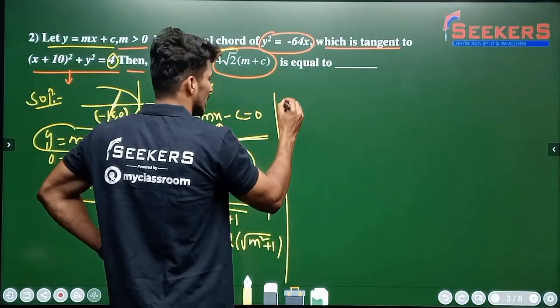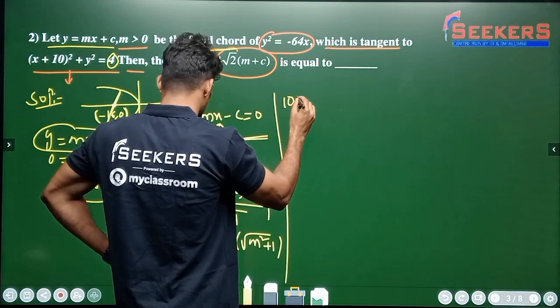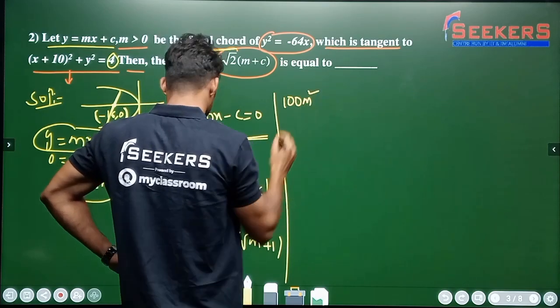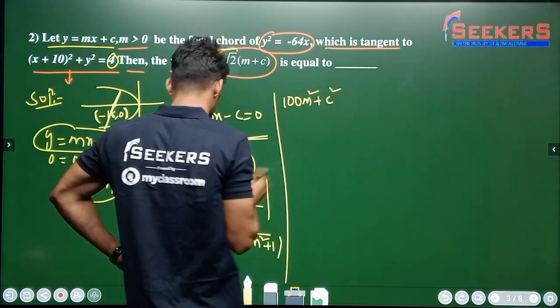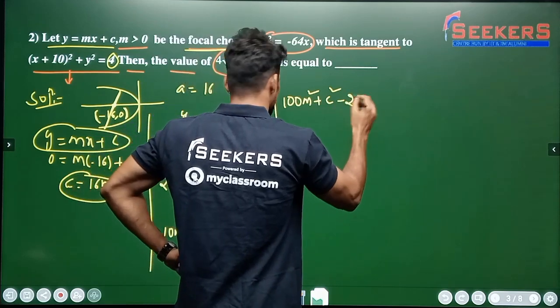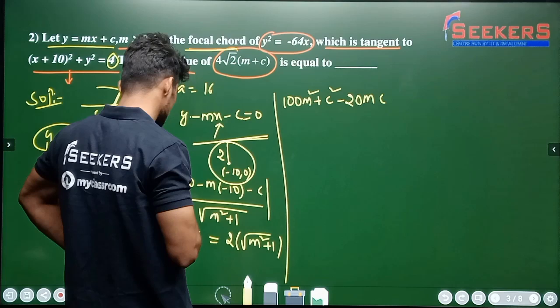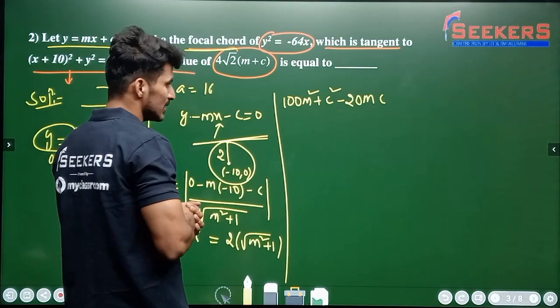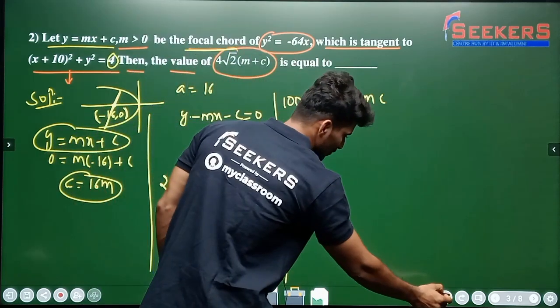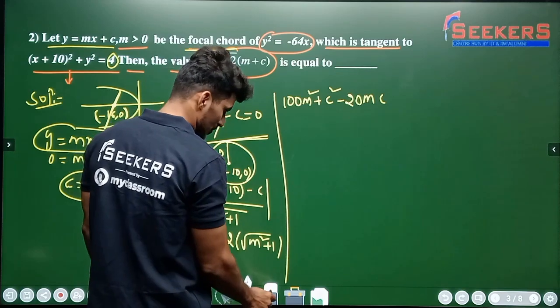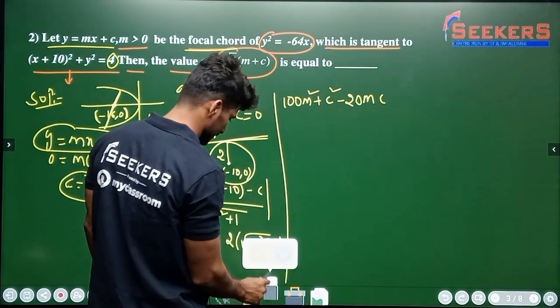What am I going to get if I do squaring on both sides? a square, which is 100m square, plus b square, minus 2ab, so 20mc I got here. Alright. So I'll do one thing here. Instead of doing this, I can even substitute, a simple thing here. I'll do one thing. Look at this.